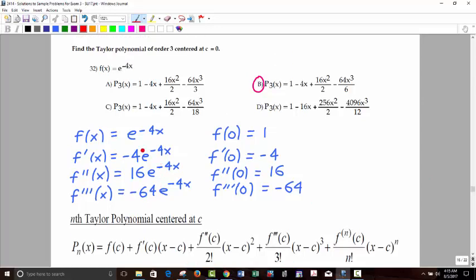All right, so we start with e to the negative 4x. We're doing a third degree polynomial, so we have to take 3 derivatives. Every time we take the derivative, using the chain rule, all we're doing is multiplying by a negative 4. We get a negative 4. Negative 4 times negative 4 is 16. Times negative 4 is negative 64.